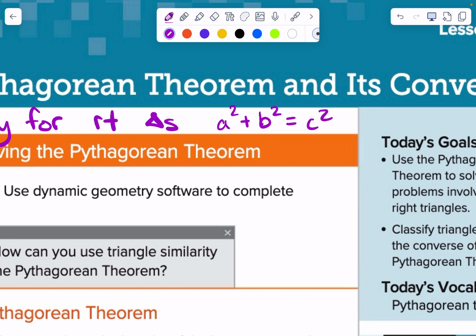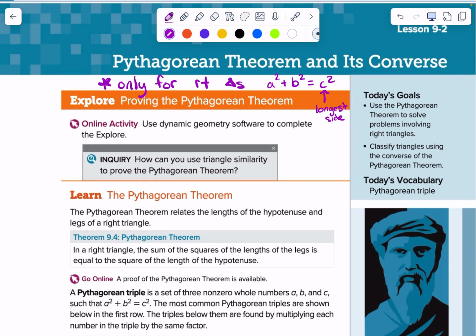It does not matter which sides A and B are as long as C is the longest side, the hypotenuse, right? C has to be the longest side. A and B can be whichever ones you want. You can flip them around. I don't care.